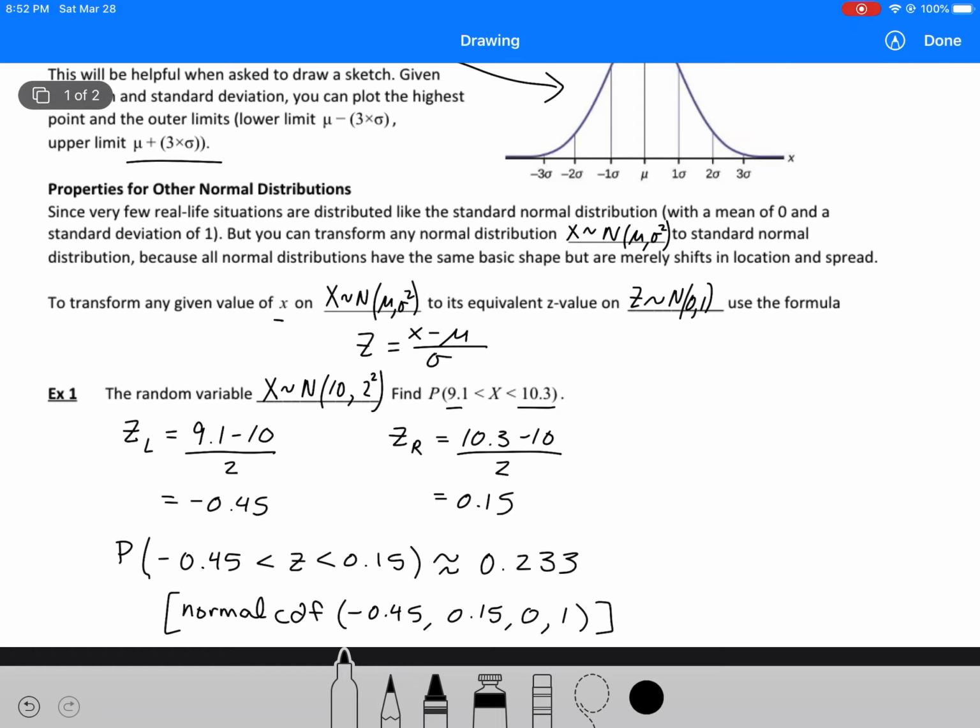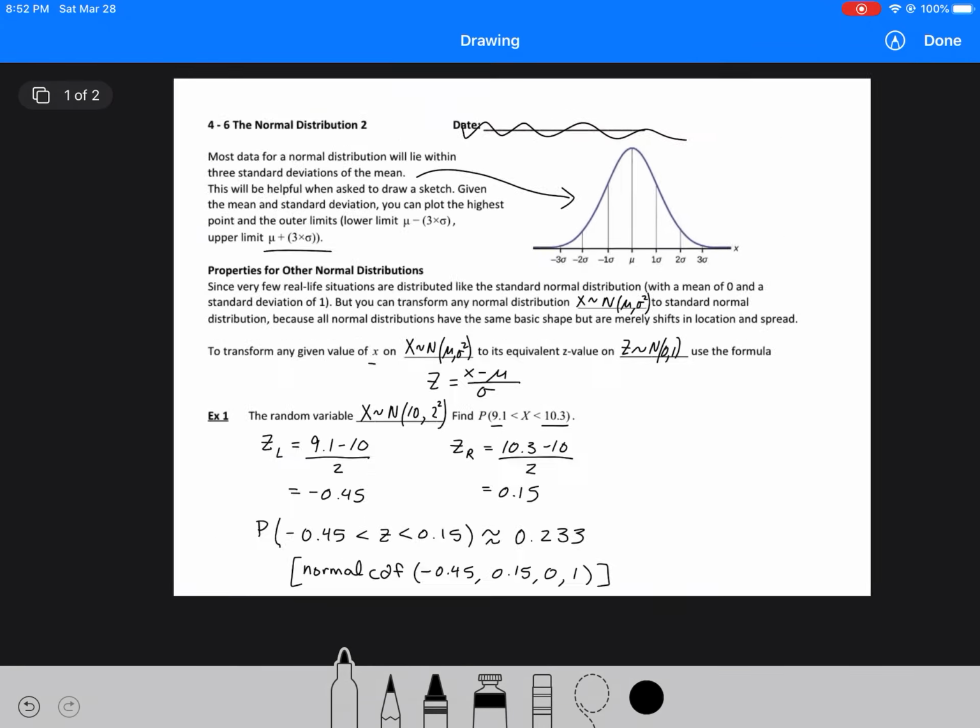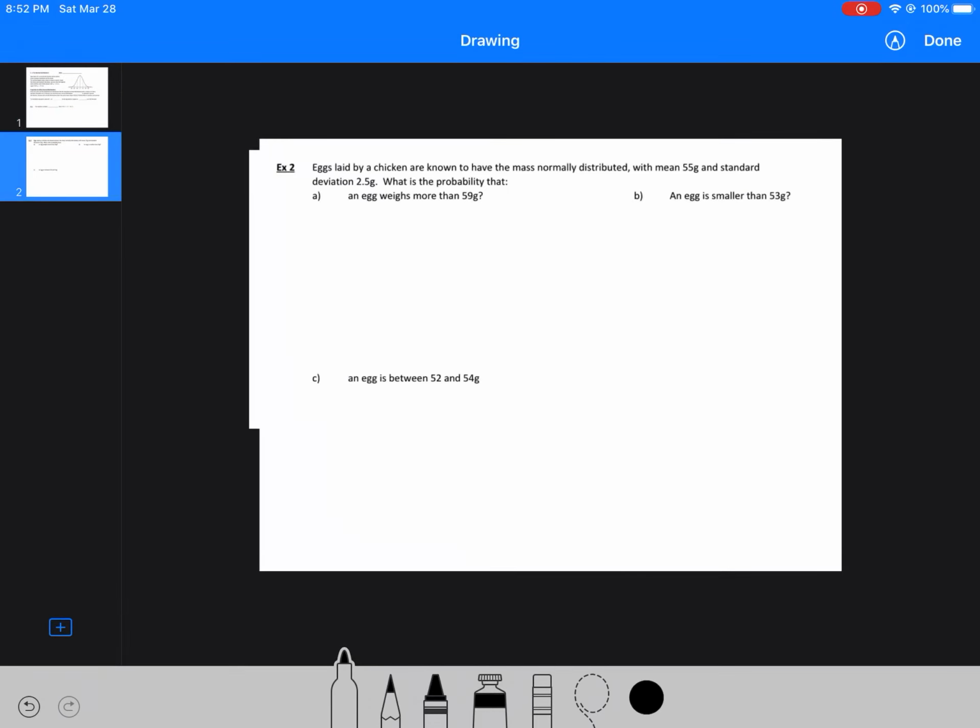This is an example of one that you can also do without standardizing, because you know the mean and standard deviation. But it's just showing you how to standardize one. So if you didn't know one of the variables, you would still be able to find the probability by shifting it to something that you do know. So let's look at our next example.